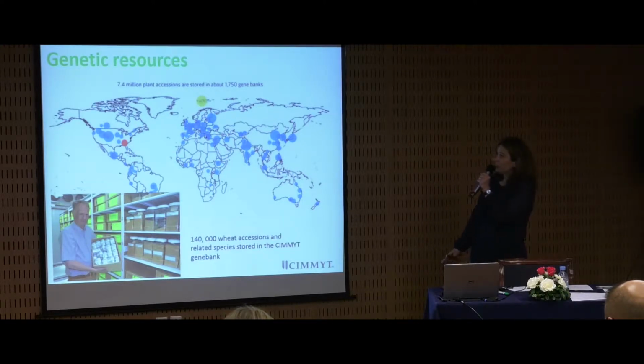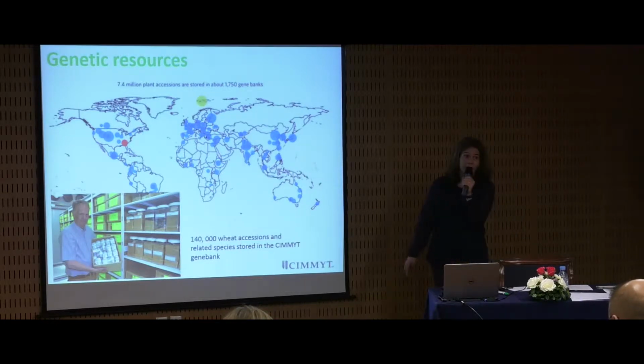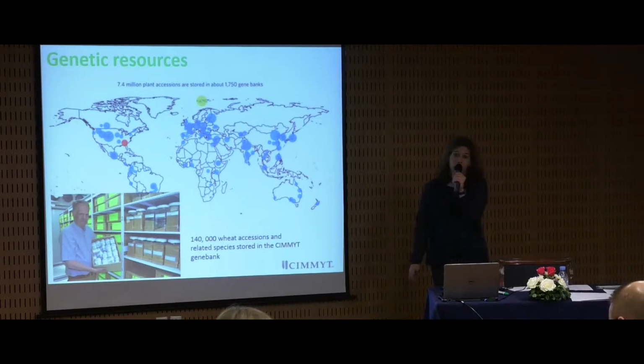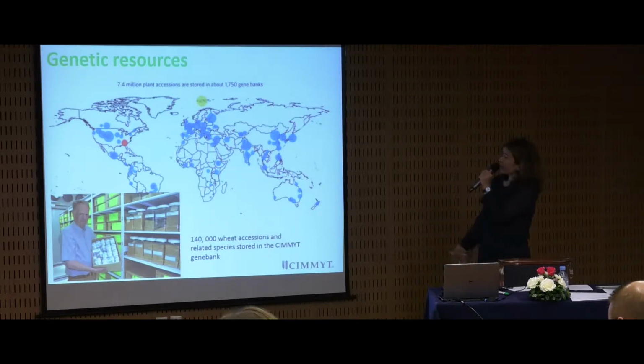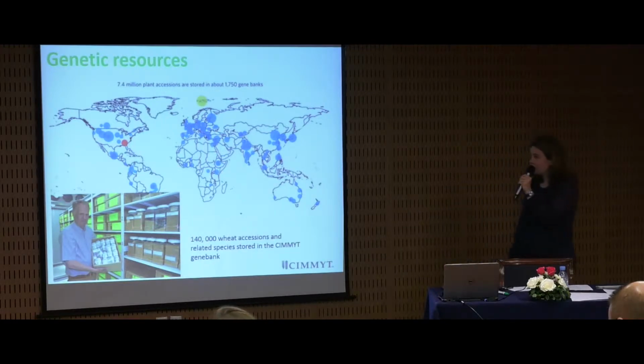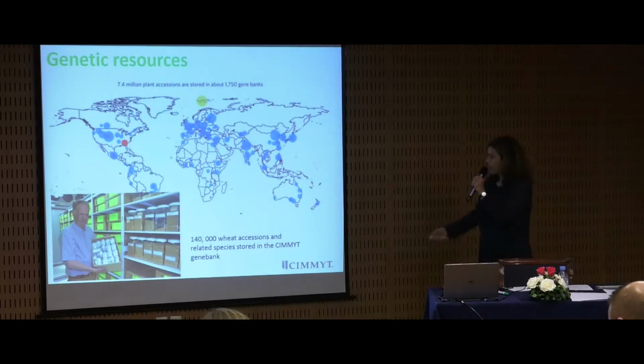So to improve that, to gain genetic diversity, we need a source of genetic variation. We usually define that source as genetic resources, and across the world there are about 7.4 million plant accessions stored in more than 1,000, or close to 2,000, gene banks. This is Tom Payne, the head of our gene bank. CIMMYT holds the biggest gene bank for wheat, with around 140,000 wheat accessions itself.